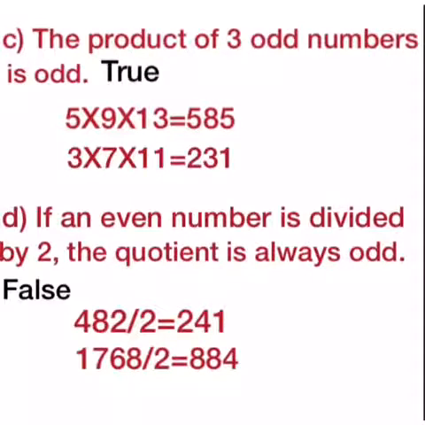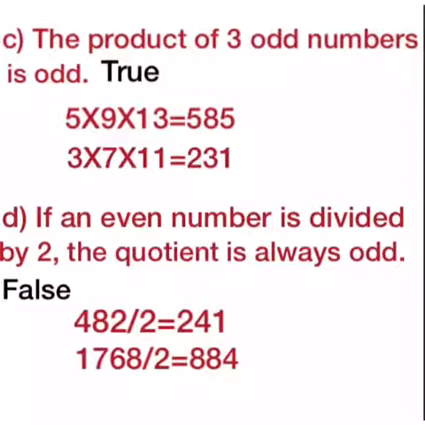Now children, the third statement says that the product of three odd numbers is odd. So this statement is true, because when we multiply three odd numbers, the product will always be an odd number only. Here you can see that 5, 9 and 13 are three odd numbers, and when we multiply them, we get 585, which is an odd number. Then we have again three odd numbers, 3, 7 and 11, and when we multiply these three odd numbers, we get 231, which is an odd number.